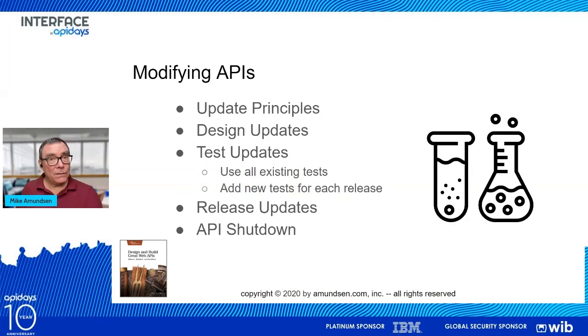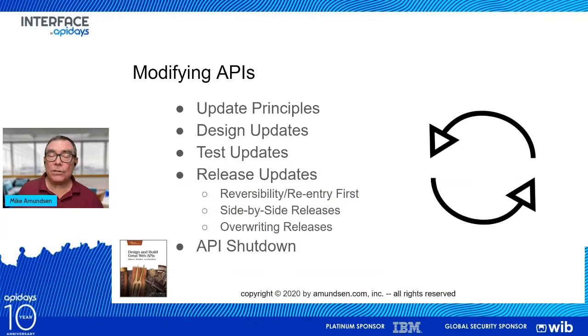Add new tests for the things that you added that are new, but you have to use all the old tests. That's the best way to come as close as you can to making sure you're not breaking an existing client. And then it's time to do a release. And you have to be able to reverse your releases. The most important thing is to back out a release if it's not working.